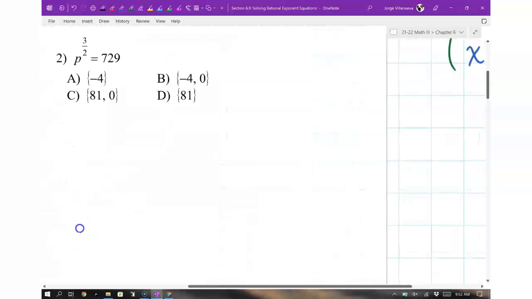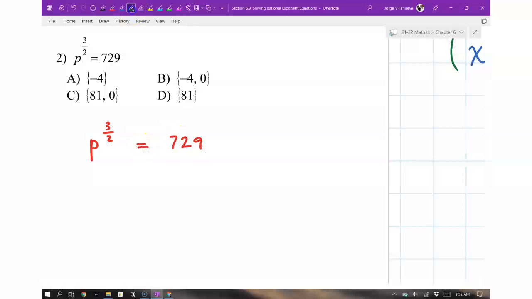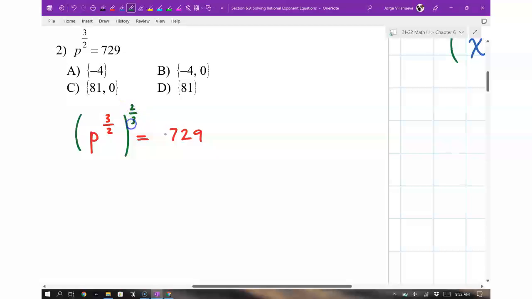So look at question number 2. I have p to the 3/2 equals 729. Now, in order to get p by itself, I need to get rid of that power. What power do I raise it to? 2/3, right? That's the reciprocal, so it multiplies. The left side is going to cancel out the powers, because 3/2 times 2/3 is 1. So this is just p.